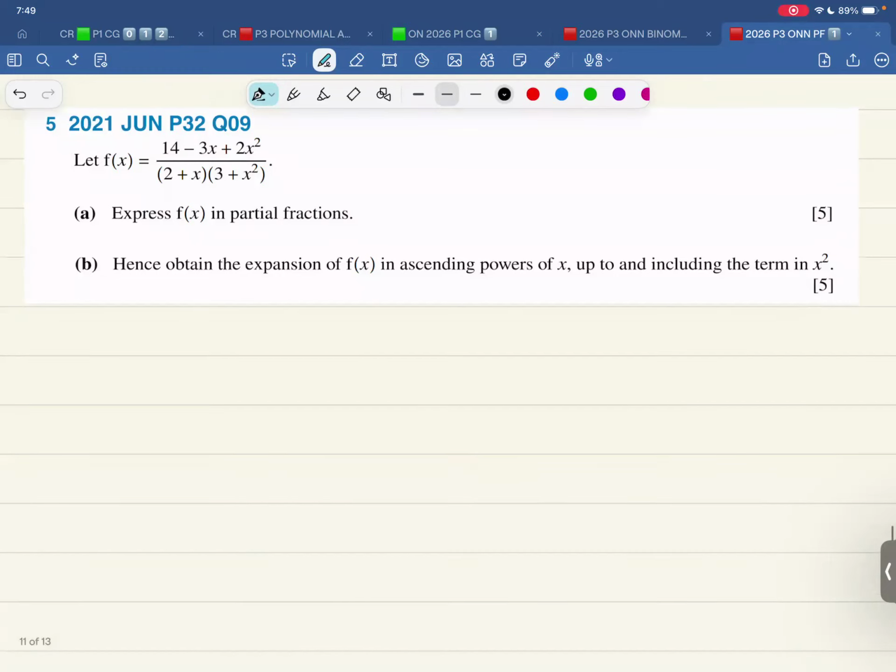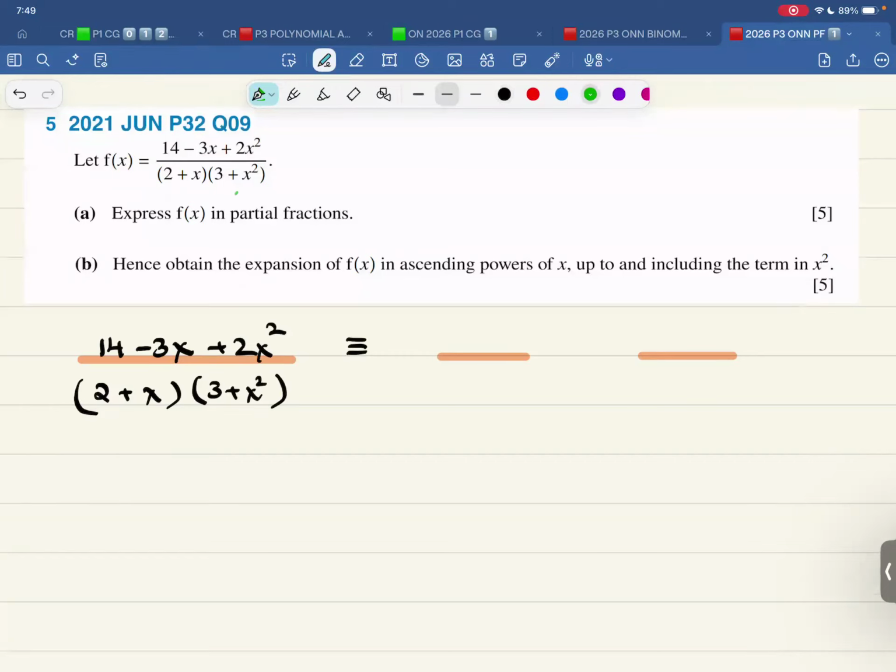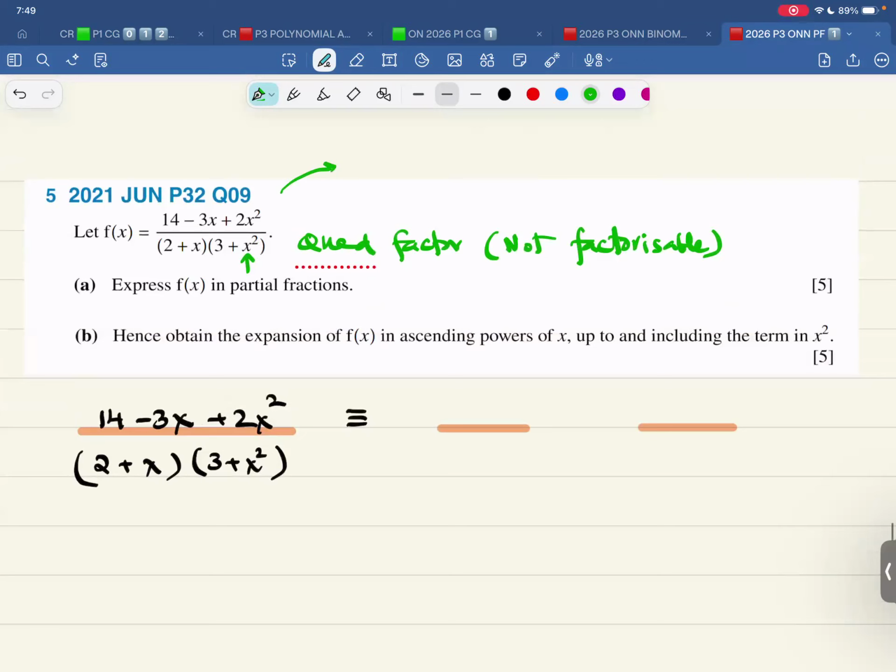Now look at f(x). This is 14 minus 3x plus 2x squared, and this is identical to, let me just make this template first. This has a denominator of 2 plus x, and this is 3 plus x squared. So over here, let me write 3 plus x squared. This is what makes it quadratic. And this is a quadratic factor, and it's not factorizable. We are not focusing on the numerator because we already know it's a proper fraction. So yes, it's a proper fraction.